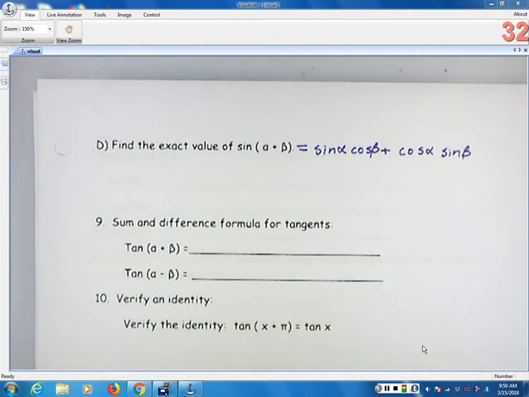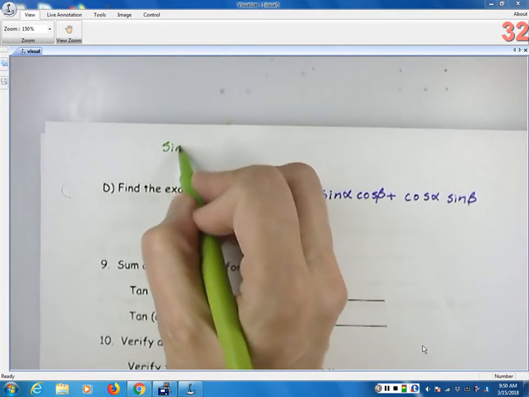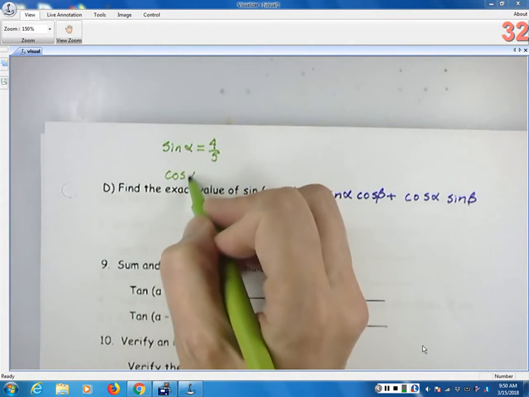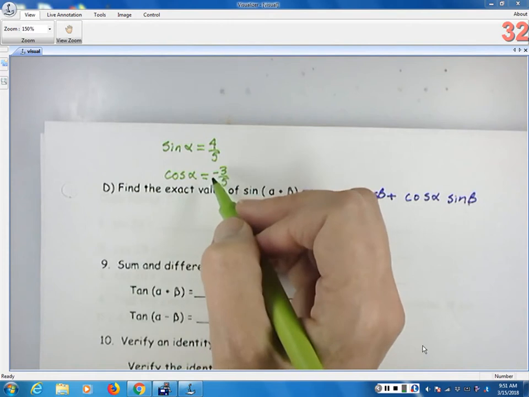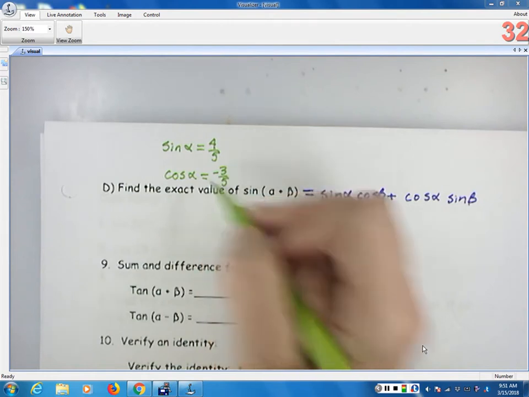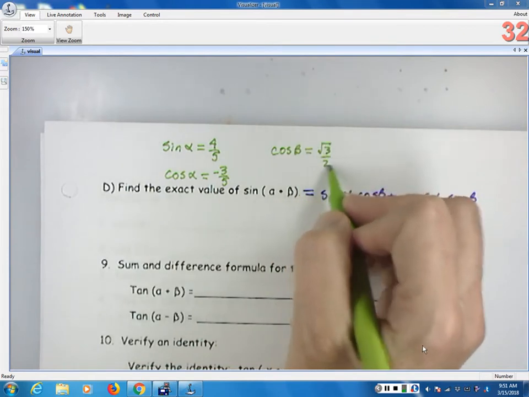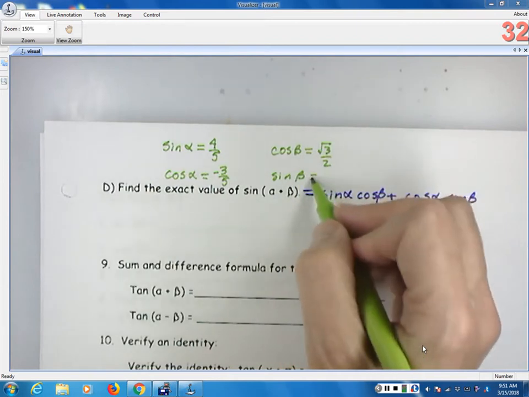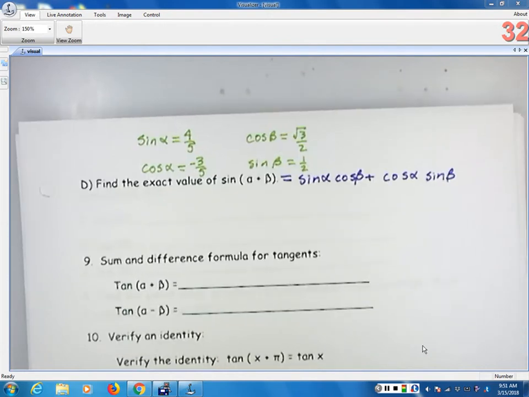From the previous page, maybe I'll just write all these values up here. We know that sine of alpha was 4/5. We know cosine of alpha was minus 3/5. We know that cosine of beta was the square root of 3 over 2, and sine of beta was given to us as 1/2. These are from the previous page, and we're going to plug these in.